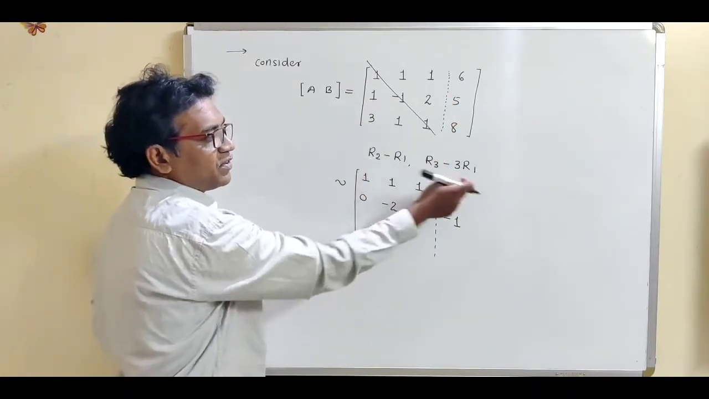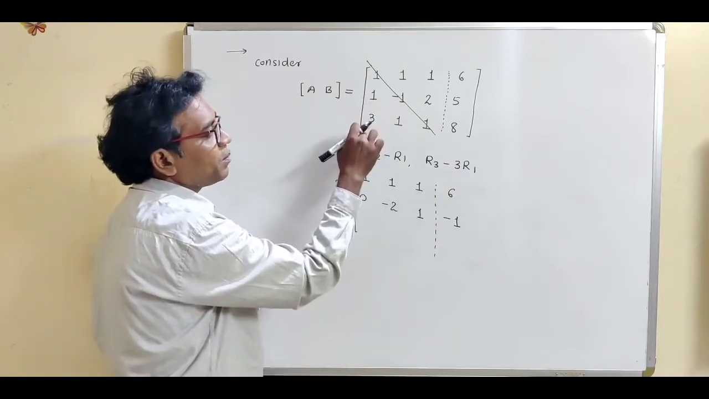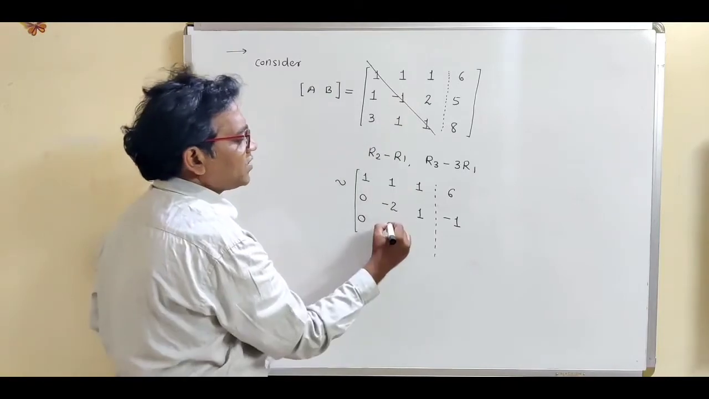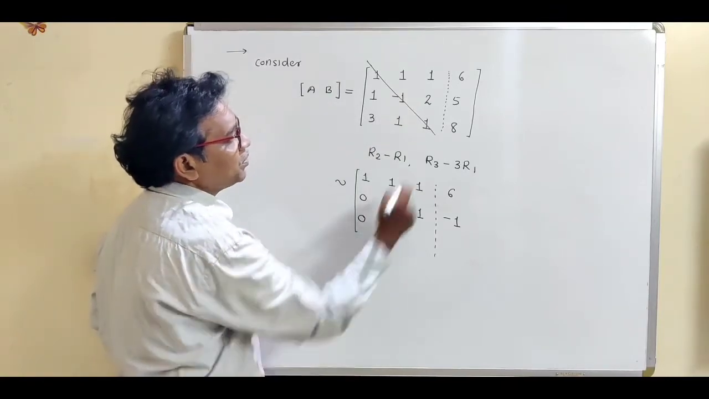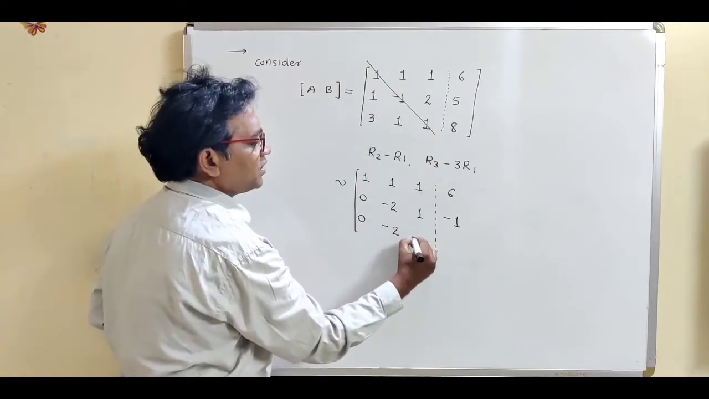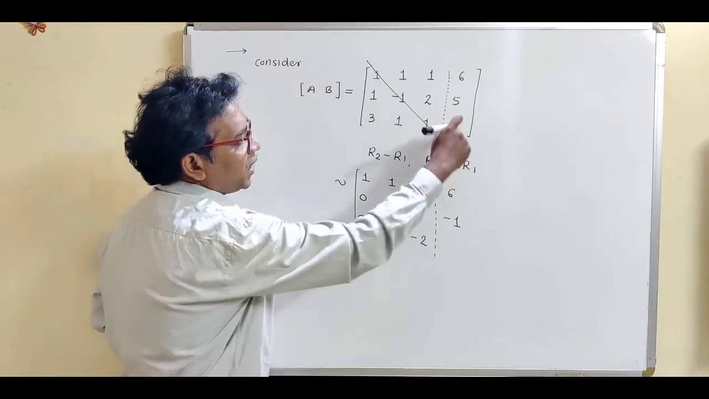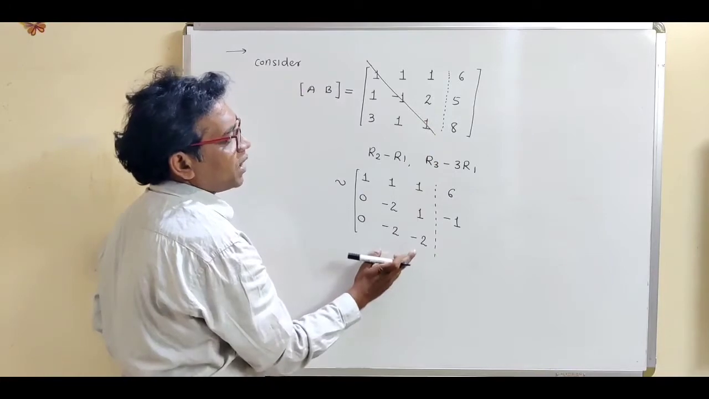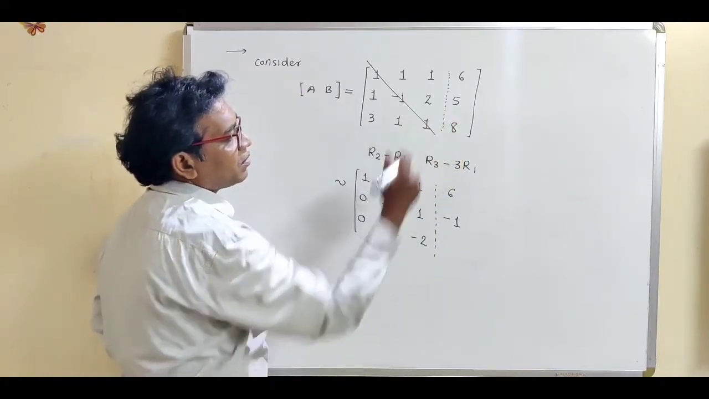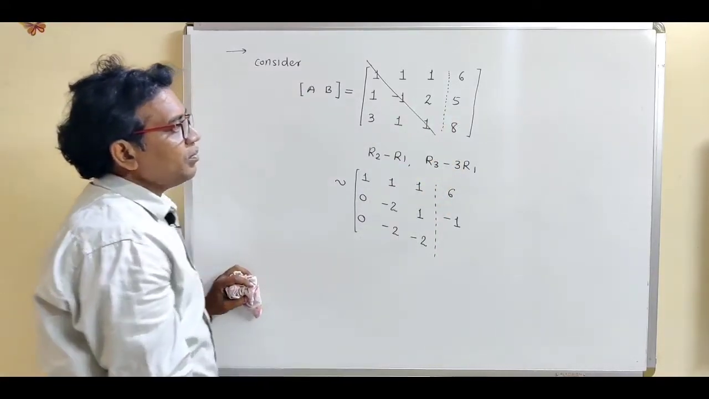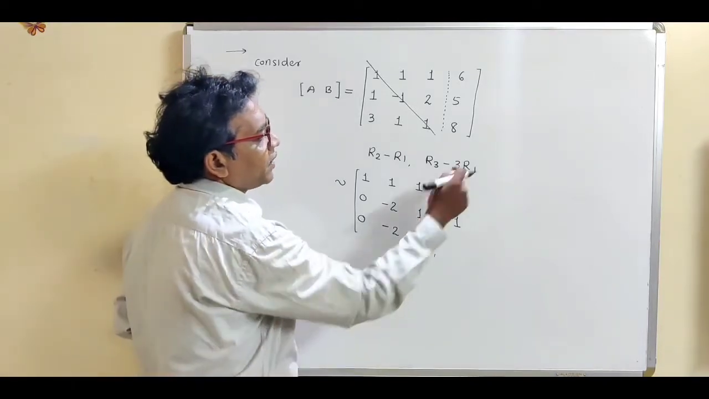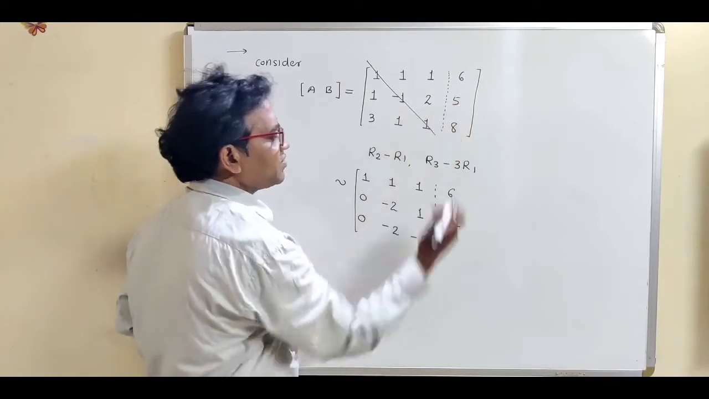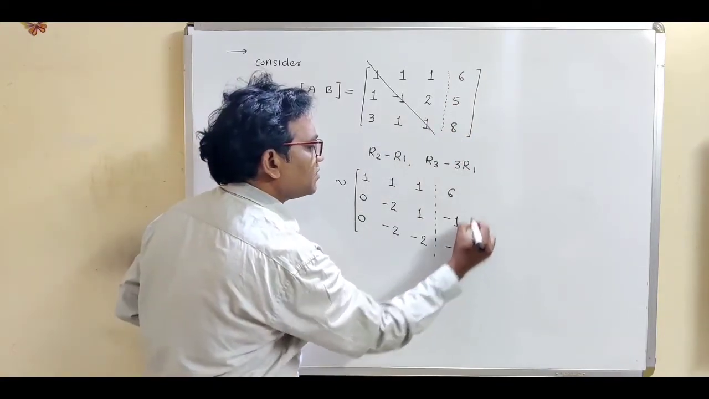R3 minus 3R1: multiply the first row by 3 and take the subtraction. 3 minus 3 is 0. 1 minus 3 is minus 2. 1 minus 3 is minus 2. Then 8 minus 18, multiplying by 3, so this is minus 10.